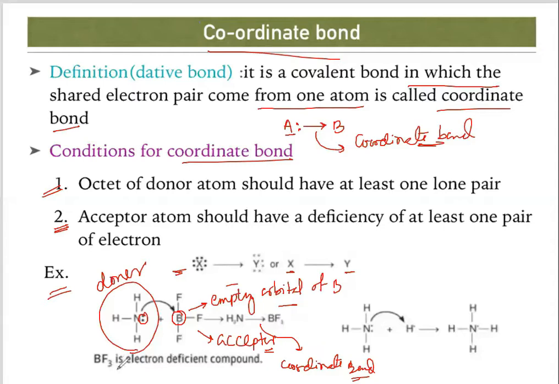BF3 is an electron deficient compound. Yes, it's an electron deficient compound. That's why it can accept a pair of electrons. Next, coming to another example, this is ammonia, this is a proton. So from nitrogen there is one lone pair of electrons. This lone pair is going to be donated to the hydrogen, and there is a formation of coordinate bond. Remember, after the donation, a coordinate bond is considered as a covalent bond. Here 1, 2 and 3 bonds are covalent bonds, and one bond is a coordinate bond.